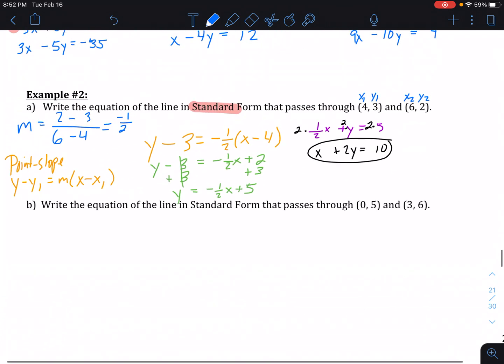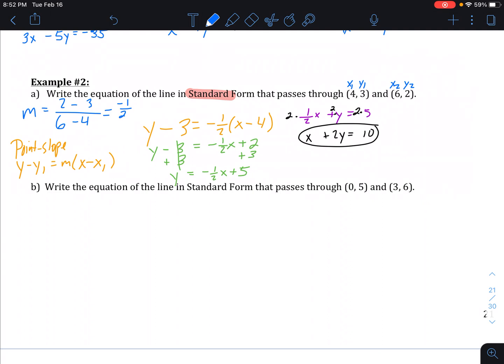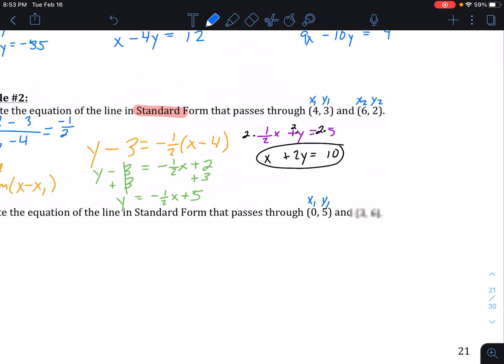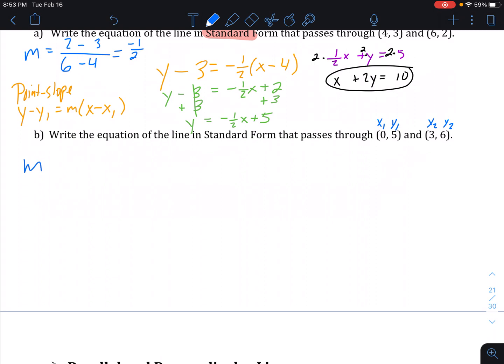Okay, let's try another one. So letter B, again, the directions are the same. We're going to write the equation of the line in standard form that passes through (0, 5) and (3, 6). So let's go through the exact same steps that I did in letter A. My first step will be get the slope. So I'm going to start labeling. So y2 minus y1 divided by x2 minus x1. So that'll be 1 over 3.